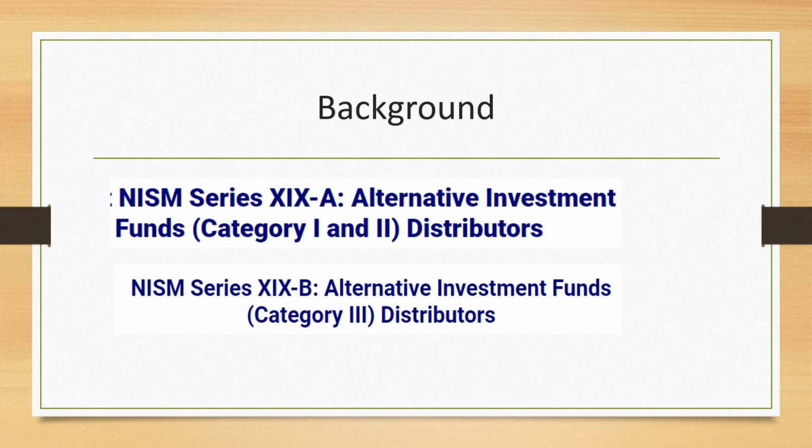So you have different types of these funds, and there is a need to spread knowledge and understanding for two categories of people related to or associated with this fund. One is the fund manager and second is the distributor. So the current certification, which is 19C, is for fund managers and these two are for distributors.